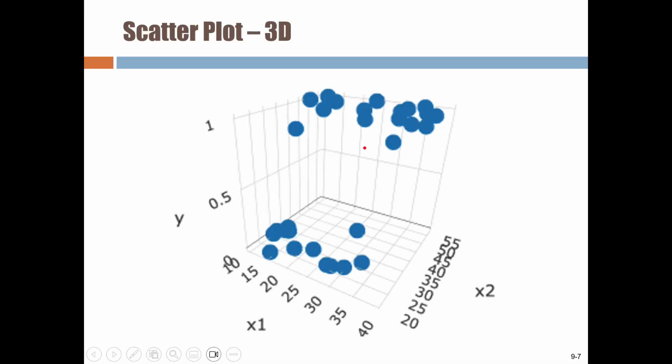Later, I will show you this chart, and because our y value is always 0 or 1, our dots are located something like this.